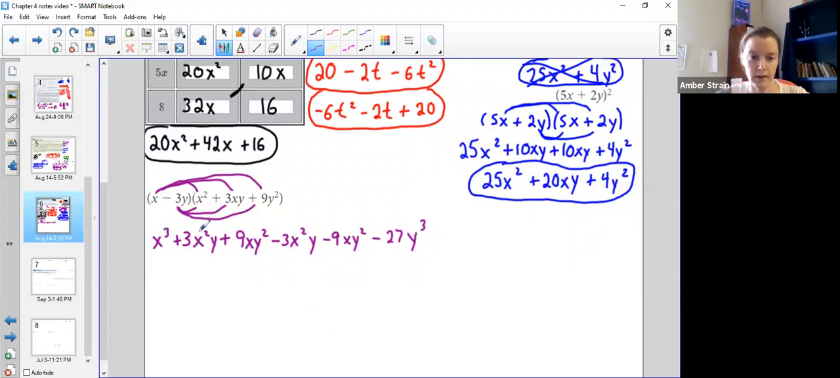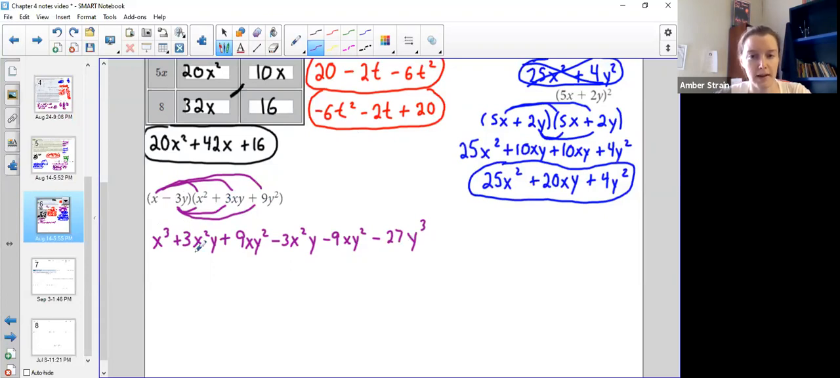Okay, 1, 2, 3, 4, 5, 6 terms. These 3 from the first guy distributing, these 3 from the second guy distributing. It also can be a good idea at this step just to double check your signs. Minus times plus was minus, minus times plus was minus, minus times plus was minus. Just a good place to stop and check yourself.